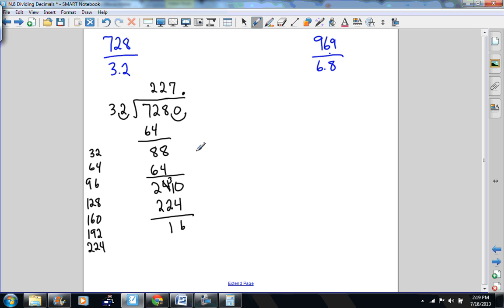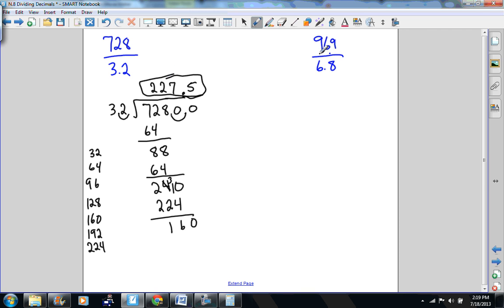And now we have a problem because we have a remainder, so we're going to add in a 0. We're going to bring it down. 160. Well, if we look over our list, since we already did this once, we have our number 1, 2, 3, 4, 5. And so our answer is right there, 227.5.